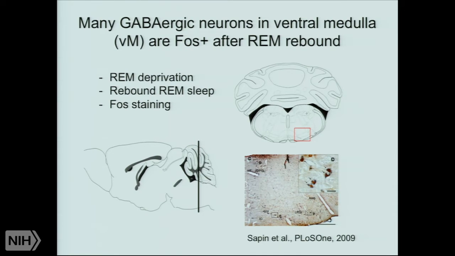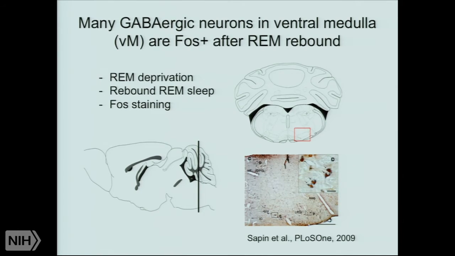That usually causes a REM sleep rebound, because both REM and non-REM sleep are heavily regulated homeostatically. So after deprivation, you leave them alone, and they spend more time in REM sleep. You leave them alone for about 2 hours, which is enough time for the immediate early gene c-Fos to be expressed. Then you sacrifice the animal and stain for Fos.